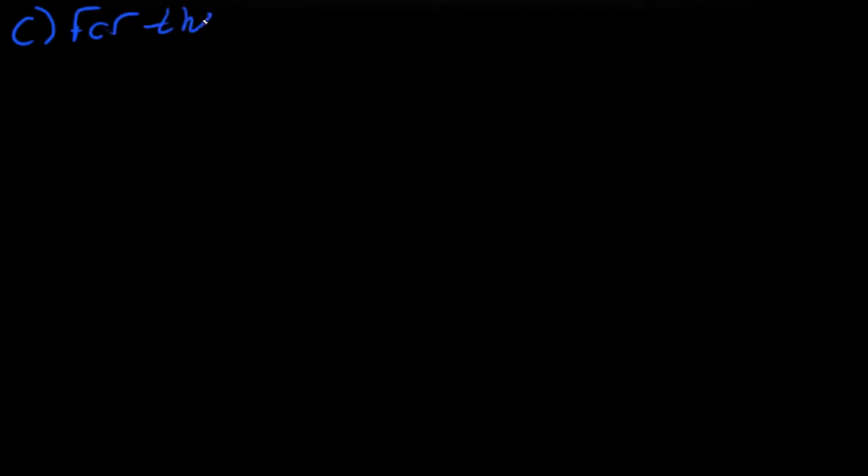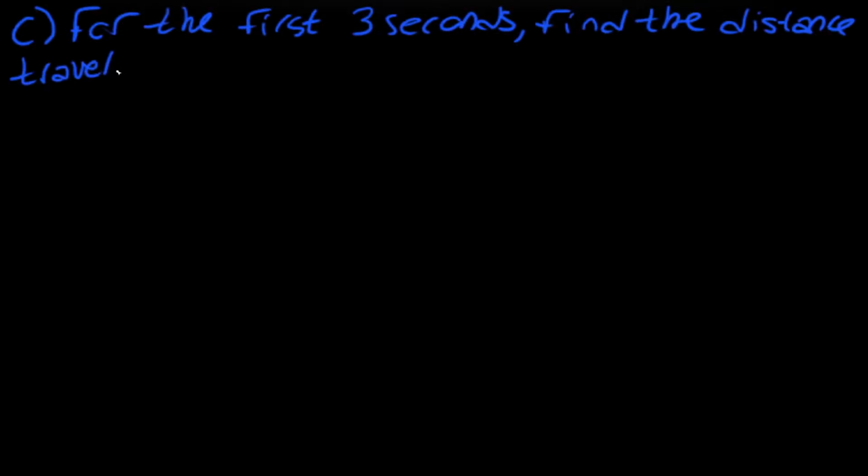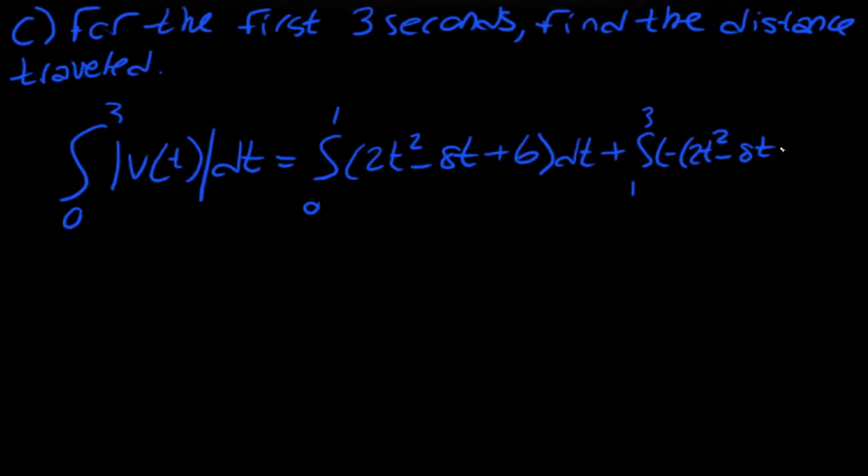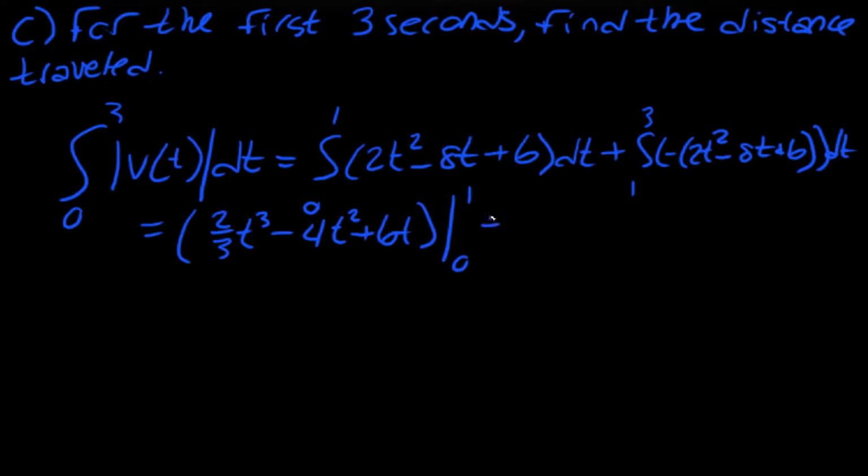Part C. For the first 3 seconds, find the distance traveled. From Part B, we can deduce the total distance traveled by the saxophonist. On the interval 0 to 1, the distance traveled is 8 over 3 yards. On the interval 1 to 3, the distance traveled is also 8 over 3 yards. Therefore, the distance traveled on 0 to 3 is 16 over 3 yards.